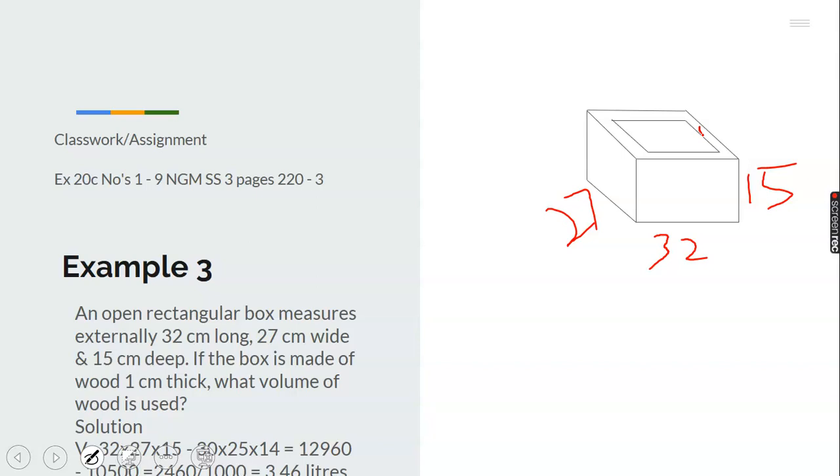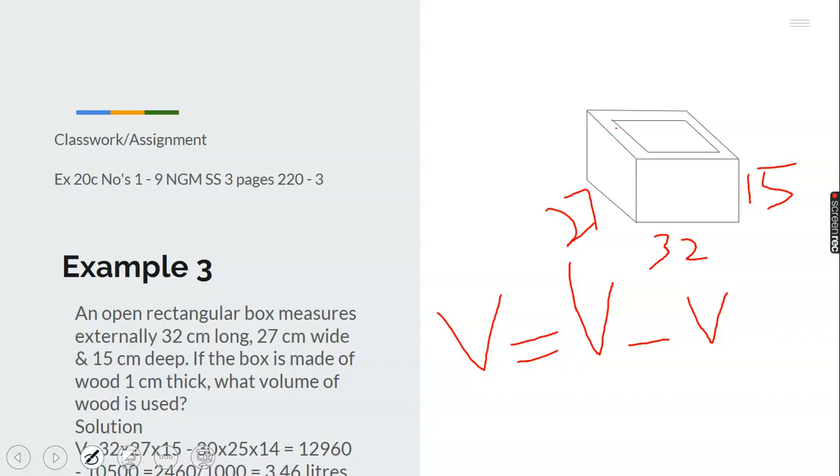We want to find the volume of the wood here. It is 1 cm thick. Only the upper part is open, while the lower one is covered. So we consider the external dimension. The volume here, V, will equal the bigger volume minus the smaller internal volume. This is the internal volume.